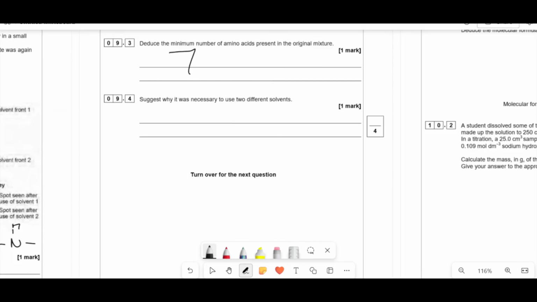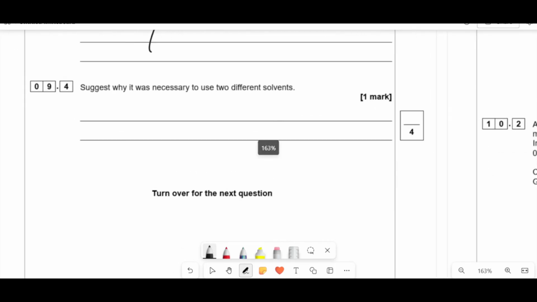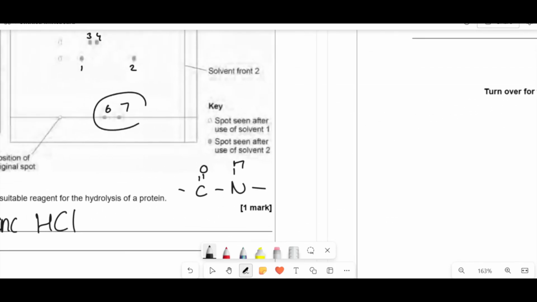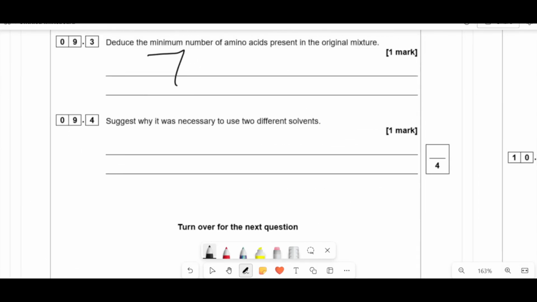Now it says, suggest why it was necessary to use 2 different solvents. Well, if you see here, these didn't move in the first one at all. So you could say that some amino acids, I'm writing that for short, you write the whole thing, did not separate in the first solvent.